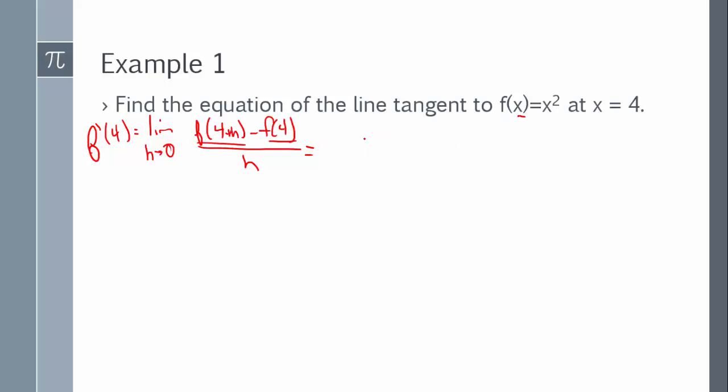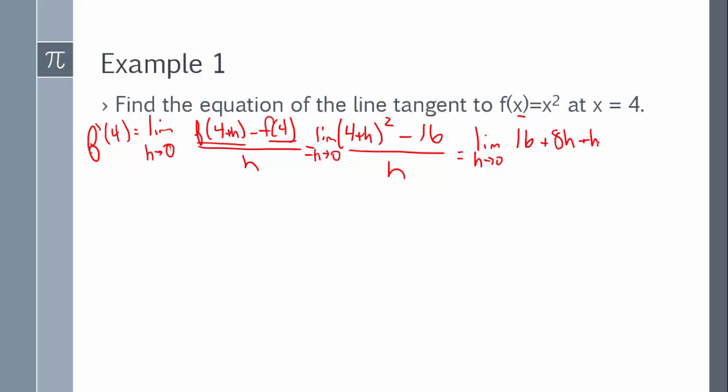So f of 4 plus h will be 4 plus h quantity squared. f of 4 is just a number. It's 4 squared, which is 16. And h is h. And I should really keep this limit because I have not evaluated the limit yet. I've just rewritten the numerator. Now, let's expand the quantity of 4 plus h squared to get me 16 plus 8h plus h squared minus 16 all over h.